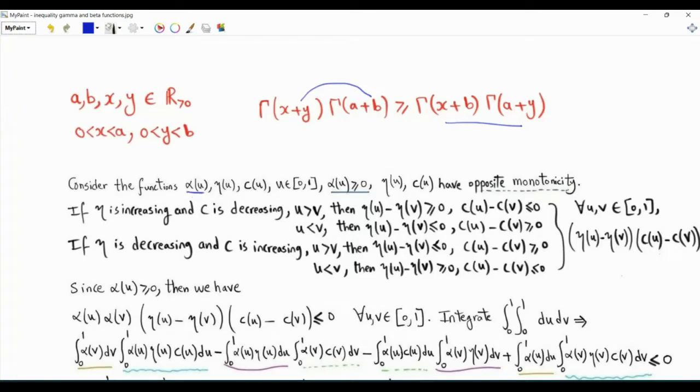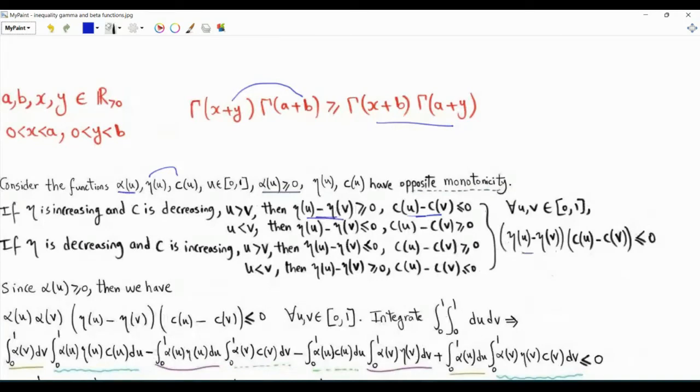Function alpha is non-negative, and the two functions eta and c have opposite monotonicity, which means that if one of them is increasing, the other is decreasing. So if we choose u to be greater than v, because eta is increasing, then this difference here will be non-negative. But because c is decreasing, then the difference cu minus cv will be non-positive. So a non-negative number times a non-positive number is non-positive. So the product here will be non-positive.